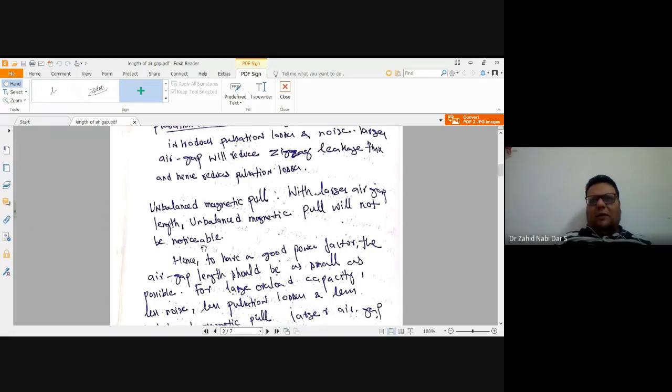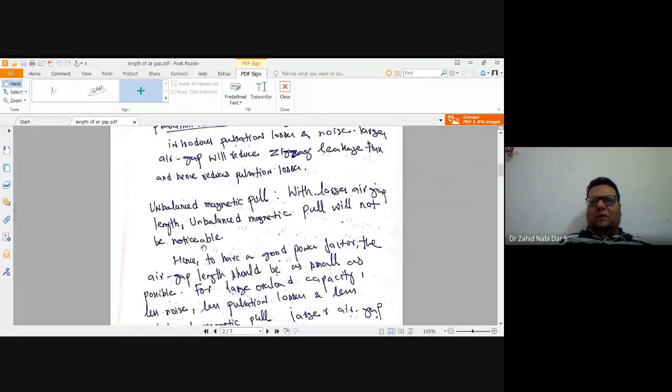Now one more important phenomenon in induction machines is called cogging. What is cogging? If the number of induction motor stator teeth and rotor teeth are exactly the same, or are in integral multiples of each other, the stator teeth and the rotor teeth will lock against each other and the induction motor does not start at all. So this is called magnetic lock or cogging.